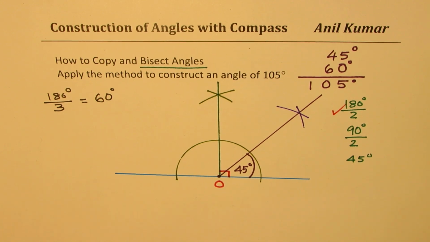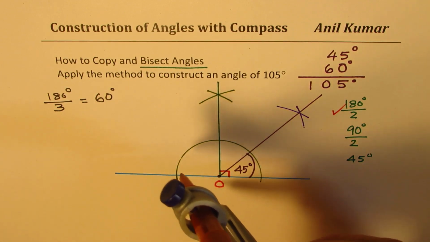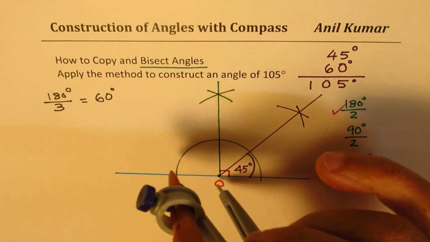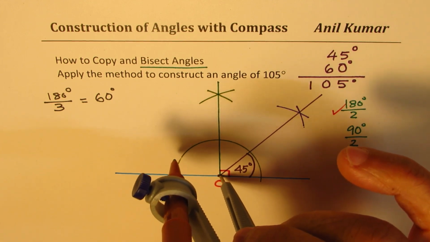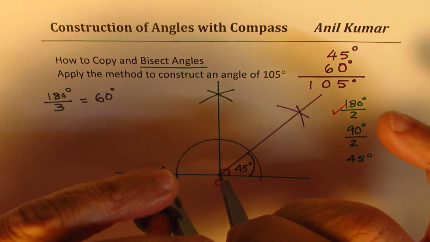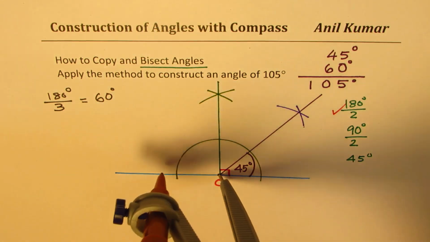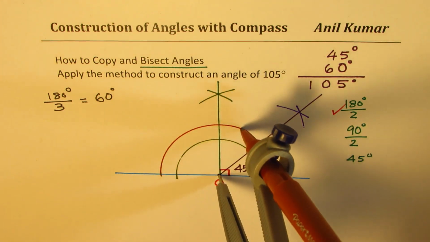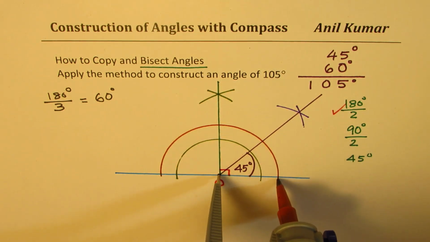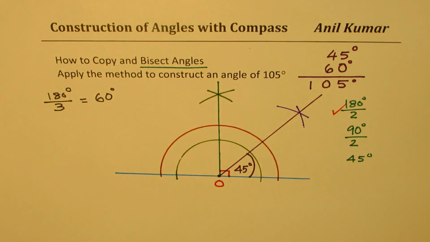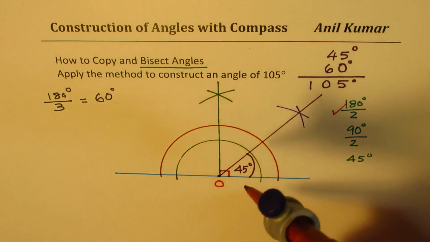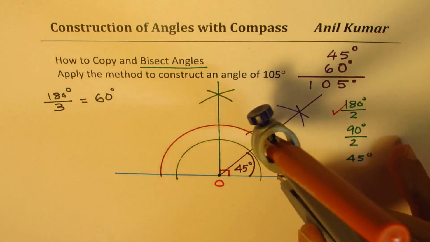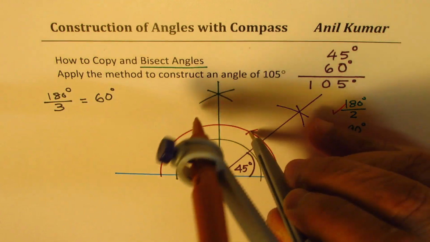Well, I'll use a different color this time. So let's make a bigger arc than what we had earlier. Okay, let this be the arc. Okay, so we'll again place it here. Now we just open the compass and again make a semicircle, right? We're trying to make 60 degrees and we'll try to divide this semicircle into 3 equal parts. So without changing the arc length, we will cut it into 3 equal parts.